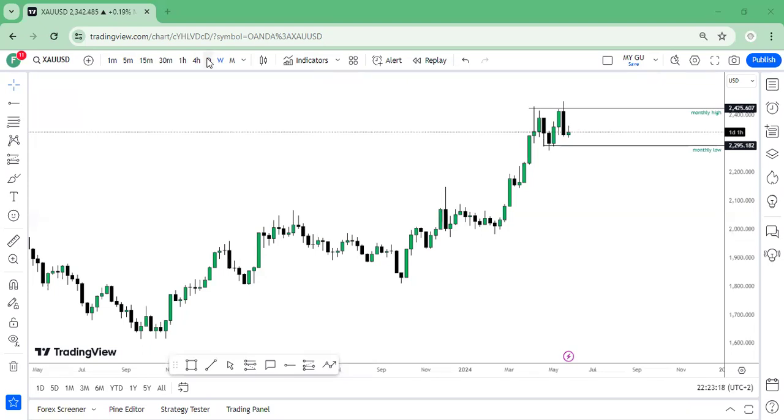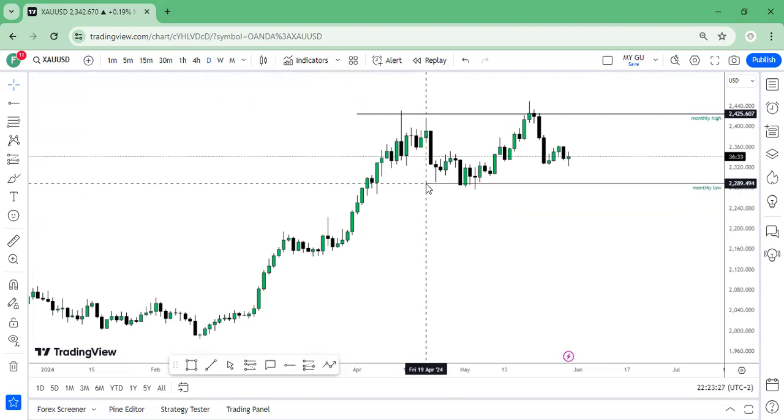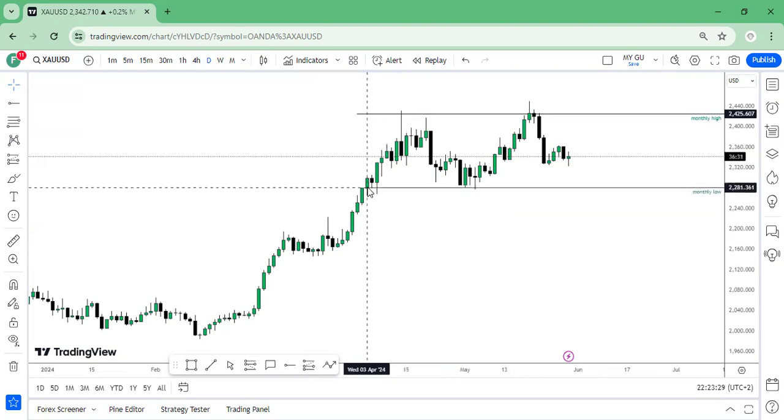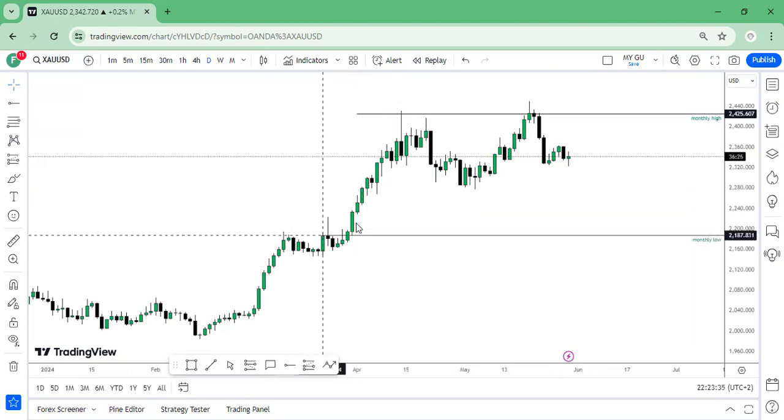Now, when I go on the daily time frame, I am going to adjust again. Now you see, we have a perfect zone on the monthly and the weekly. However, we can still adjust it, because the reason why we are adjusting is because we're not adjusting to over here.